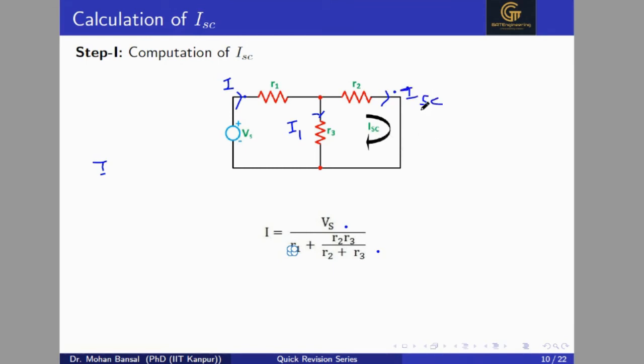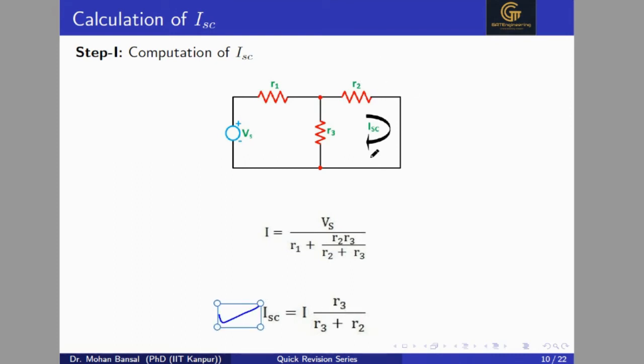So ISC in this branch, you can find out with the help of the current dividing rule. That will be nothing but equal to I into R3 divided by R2 plus R3. So this is the ISC current in this branch, that is nothing but the Norton current, IN.